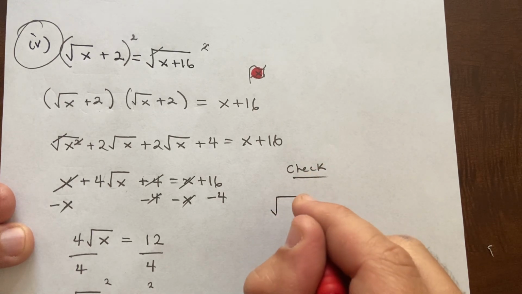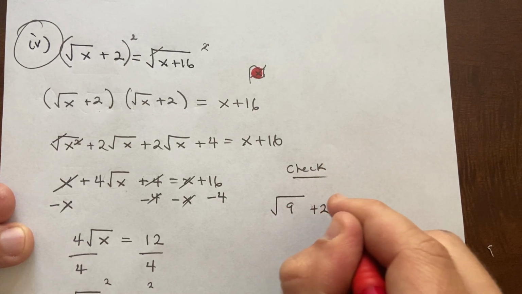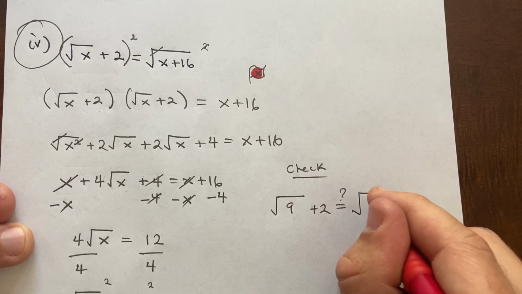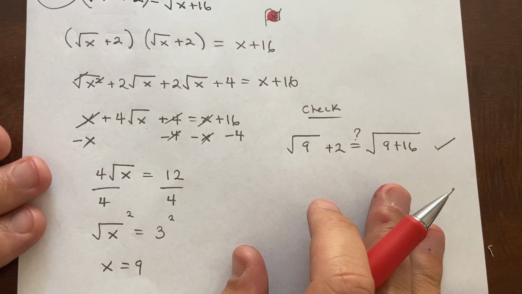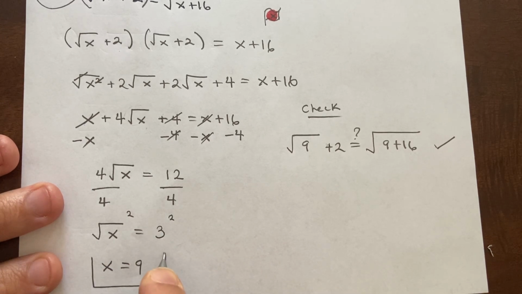So is it true that the square root of 9 plus 2 is equal to the square root of 9 plus 16? So 3 plus 2 equals the square root of 25. That is true. 5 equals 5. So x equals 9 is good for this one.